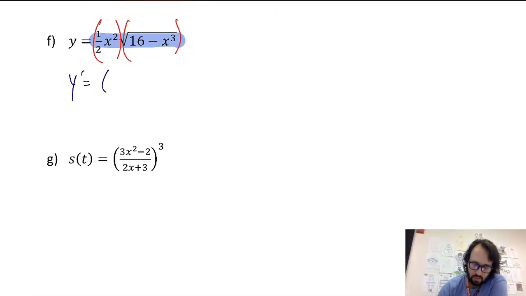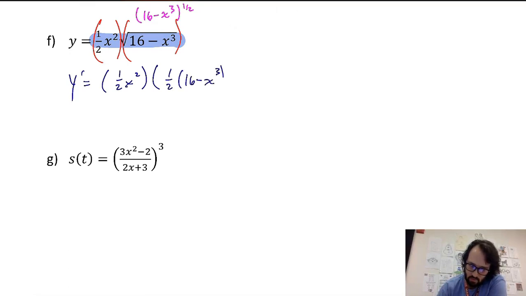So I will do 1/2 x squared, times the derivative of my second part, which, if you think about this, is 16 minus x cubed to the 1/2. So this would be 1/2, 16 minus x cubed to the negative 1/2. And then times your inner part there, which would be negative 3x squared. All right, so that was going outside to inside.